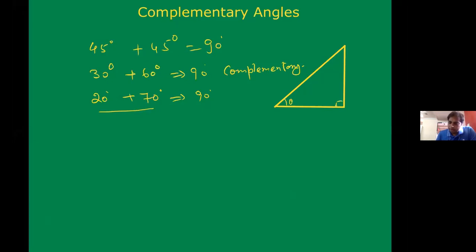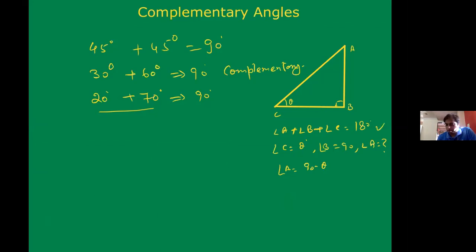know that in a triangle ABC, the sum of all the angles, angle A plus angle B plus angle C, is 180 degrees. If angle C is theta degrees and angle B is 90 degrees, what will be angle A? We know that angle A plus angle B plus angle C is 180 degrees, so angle A will be 90 minus theta. Just put the values of angle A, angle B, angle C into this equation, and we find the angle is 90 minus theta.